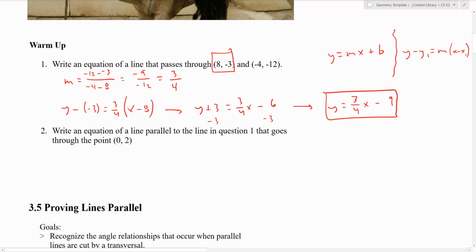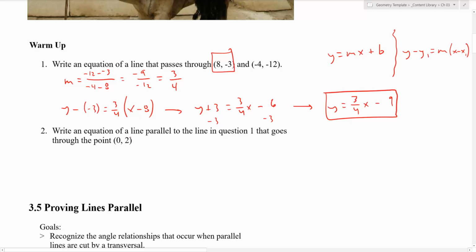Next, warm-up number 2: write an equation of a line parallel to the line in question 1 that goes through the point (0, 2). Parallel lines have what in common? They have the slope in common. So we're going to take our slope from problem 1 and our point from problem 2.